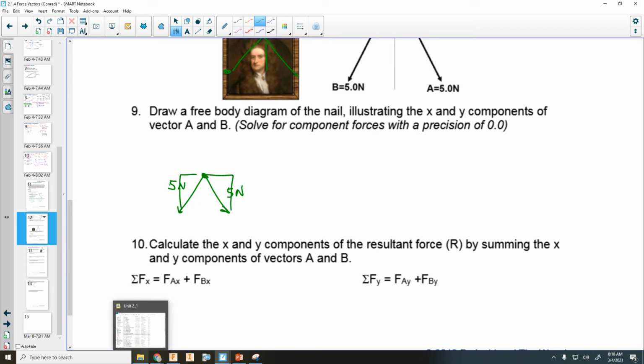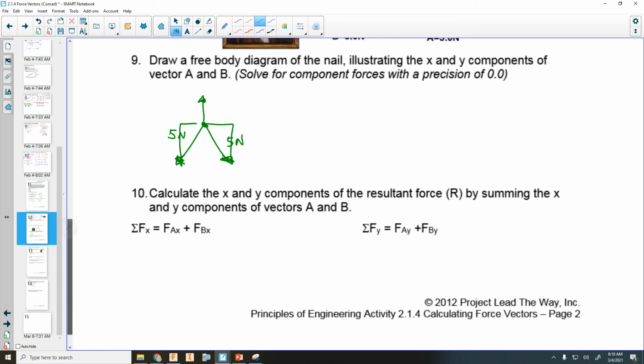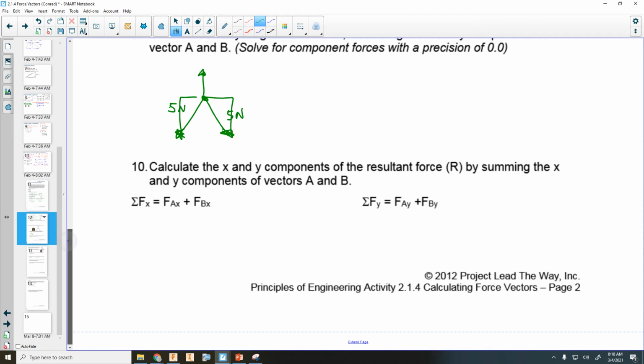What other vector would be a part of the free body diagram? We're missing a vector. We have 2 vectors, and its force is acting on a nail. Yeah, we have a force on the nail. The nail's got to be pulling up or the picture fell off the wall. Okay? So it says calculate the x and y components of the resultant force.